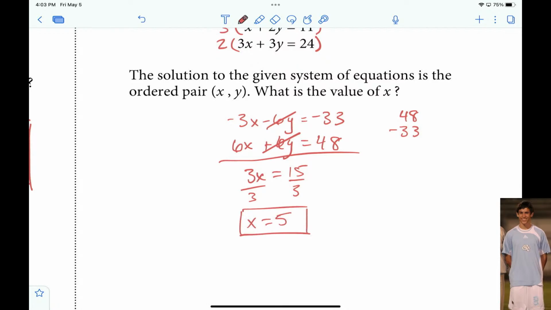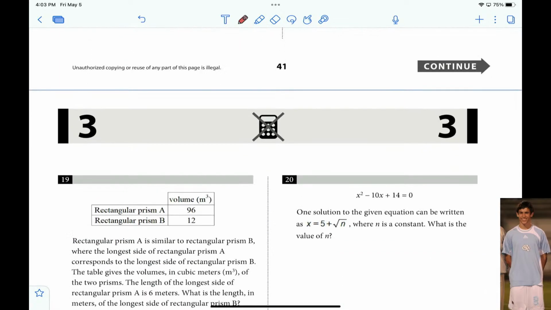Cool. So again, the reason why we eliminate the y and solve for x first is because I don't have to plug back in anymore. So a lot of times when we do substitution, we potentially solve for one of them, have to plug back in, and we make mistakes because we have to do more math. So yeah. All right. So then number 19.